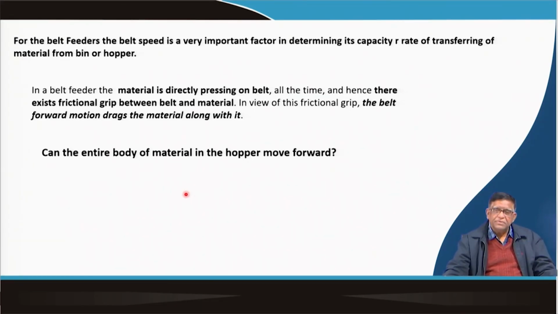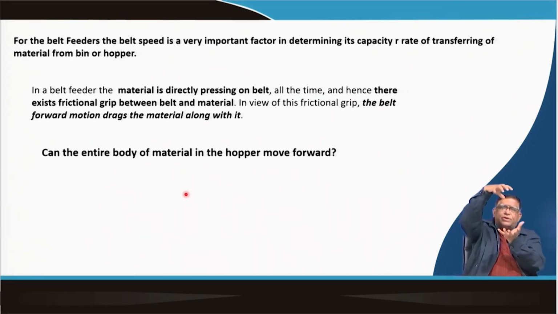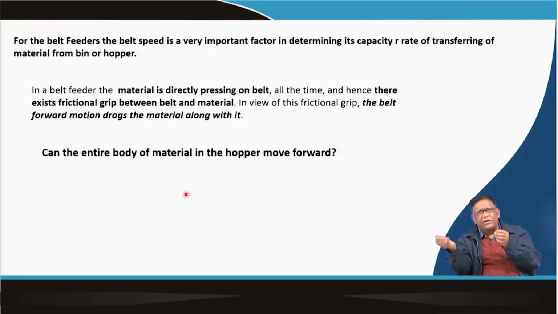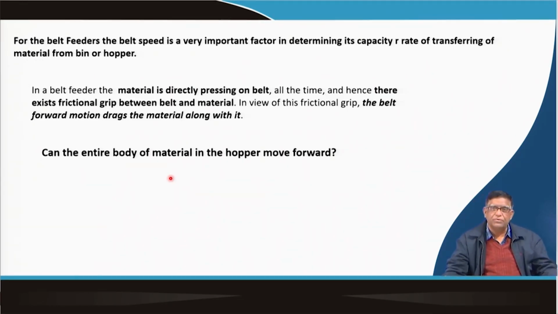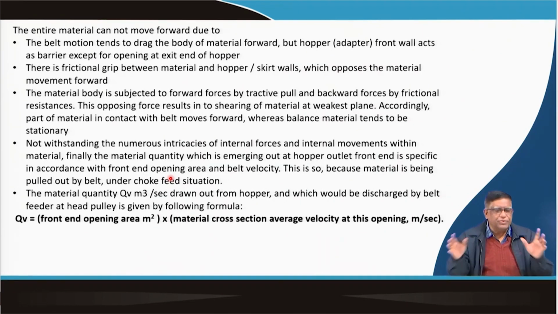Now, when the load is connected over here, will all the material move along with the conveyor belt, or will only a part of it come over there? You remember my previous lectures, where I explained how the material comes from the storage in the case of a feeder. The entire material cannot move forward, because the belt motion has a tendency to drag the body of material forward, but the hopper front wall acts as a barrier except at the opening exit end of the hopper. So, whatever is there at the open end.